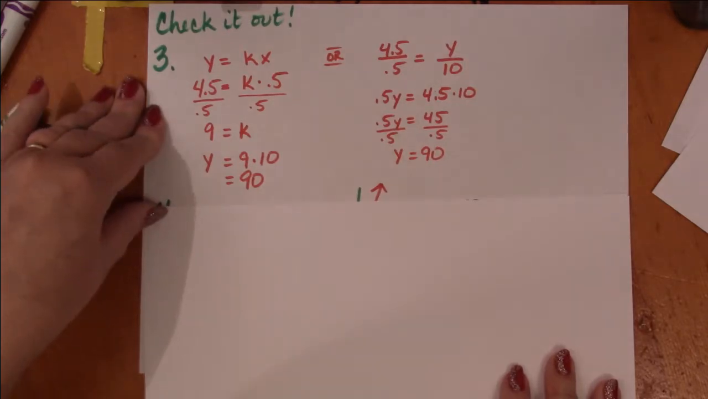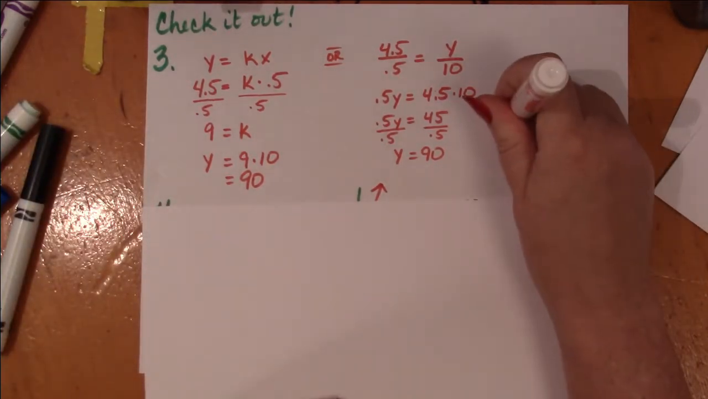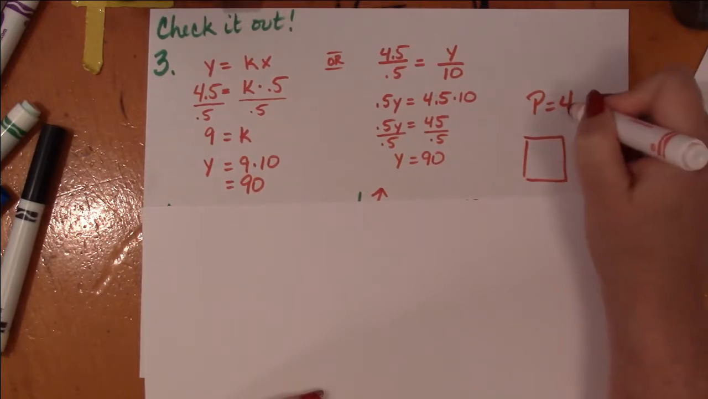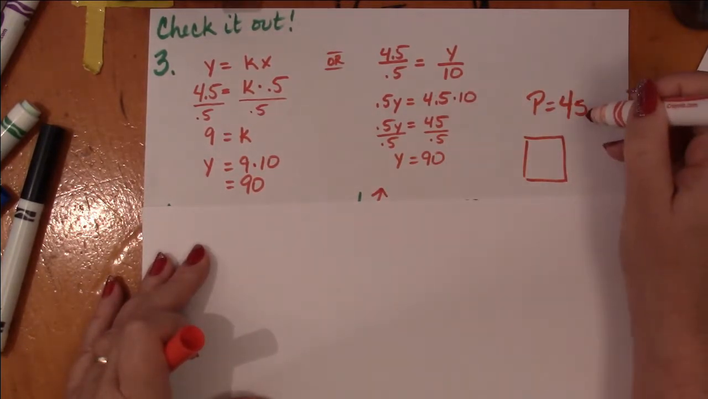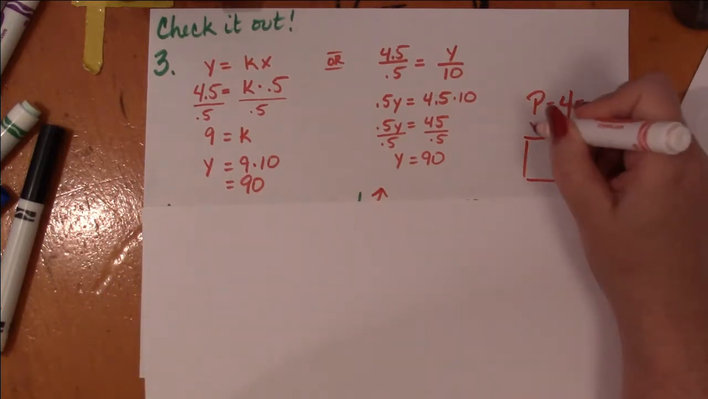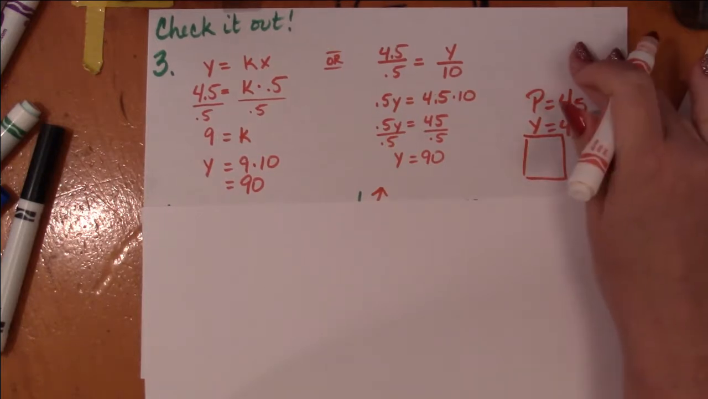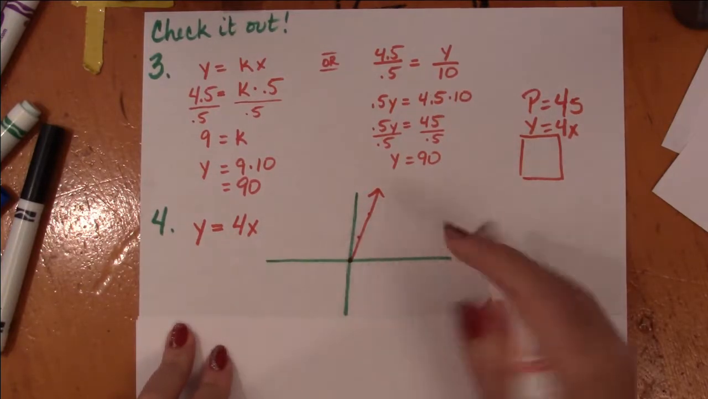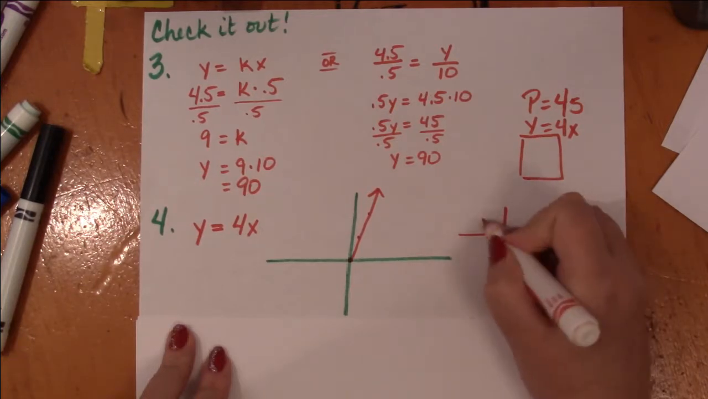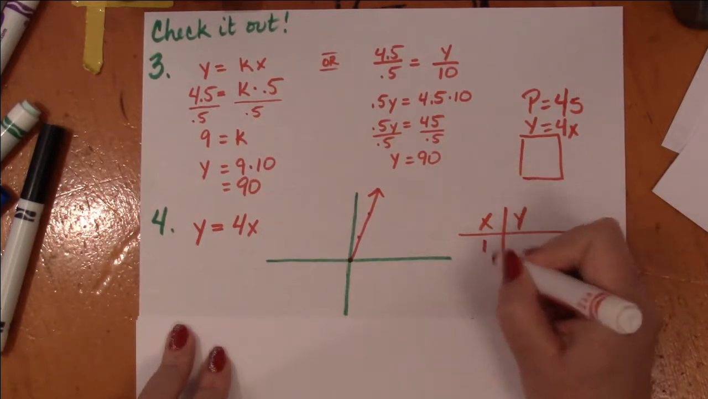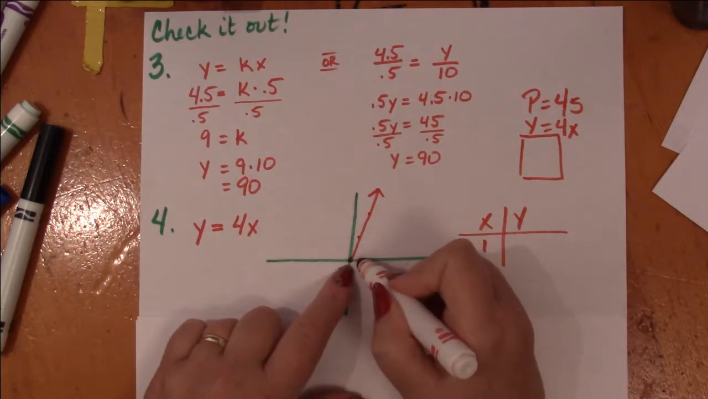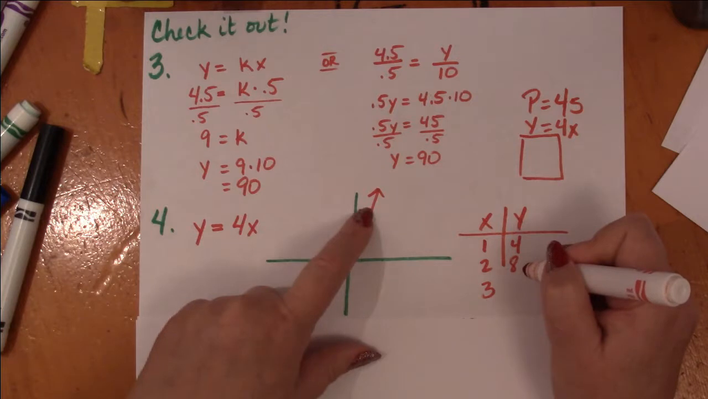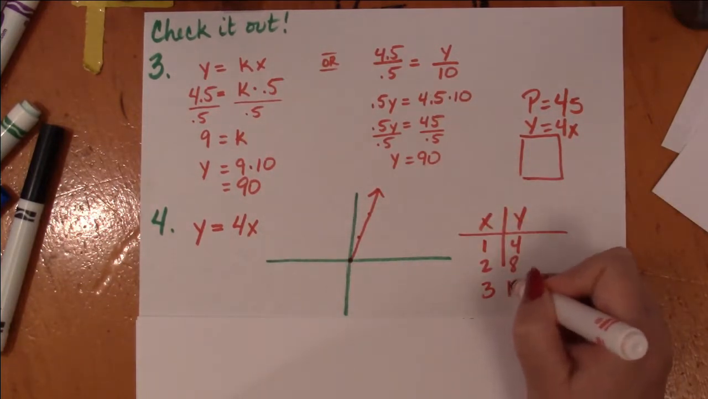And then the word problem that they have: the perimeter of a square varies directly with its side length x. Well, I know that the perimeter of a square is going to be 4 times the side length. And look, it's y equals 4x, so 4 is our constant. So y equals 4x is our equation for the relationship. When x is 1, y is 4, when x is 2, y is 8, and so on. So I'm graphing up. When x is 3, 3 times 4 is 12.